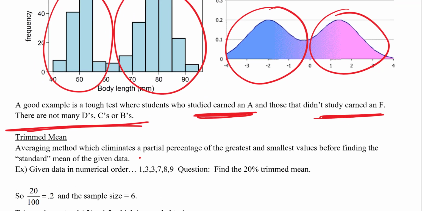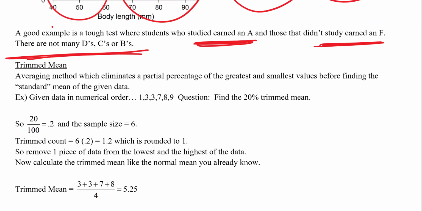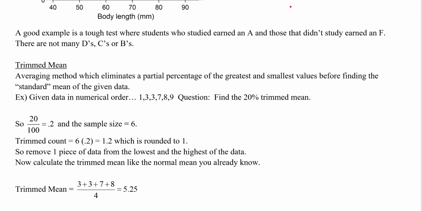Okay? The next thing we're going to talk about is something called trimmed mean. And trimmed mean is an averaging method which eliminates a partial percentage of the greatest and smallest values before finding the standard mean of a given data.